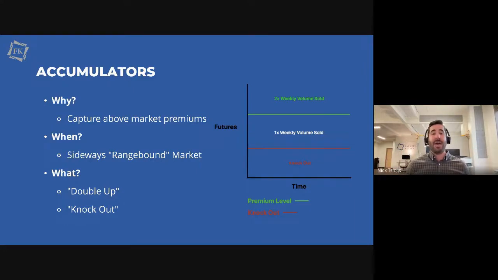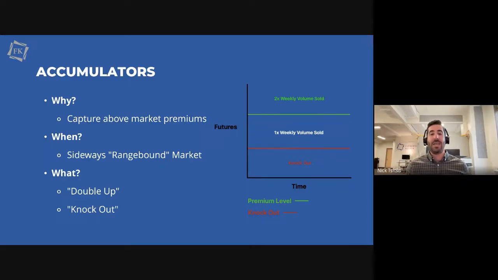Because it is possible that you could execute an accumulator today and the market drops on the next day and falls at the knockout level and you get knocked out and you price 0 bushels. Or you could set an accumulator up and the market screams higher through the roof and we never fall below your double up level and you could end up selling double the amount of bushels that you committed.